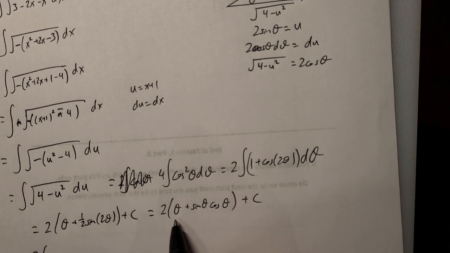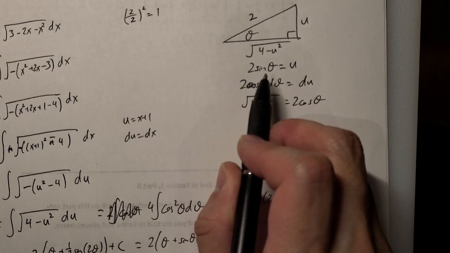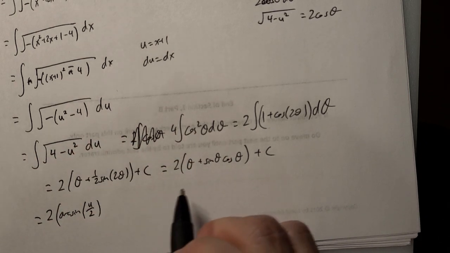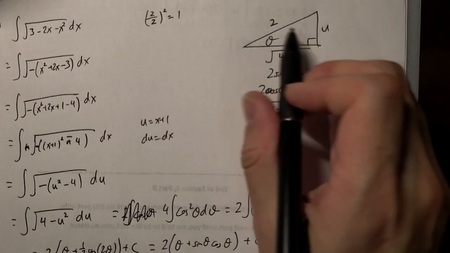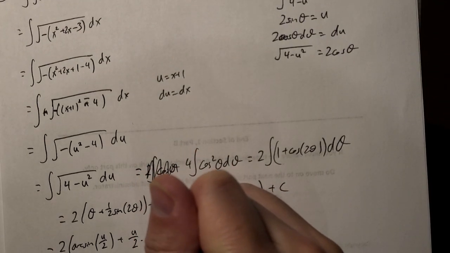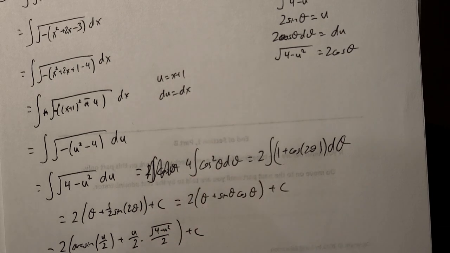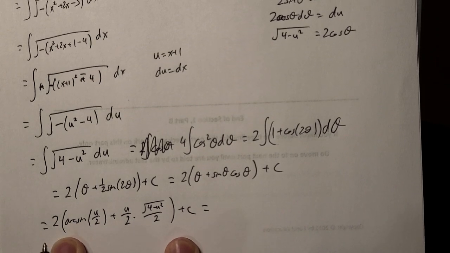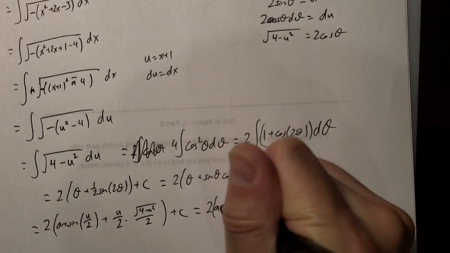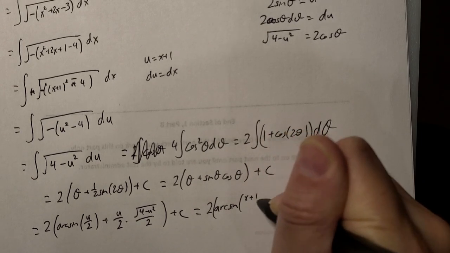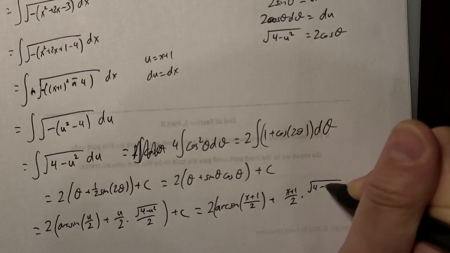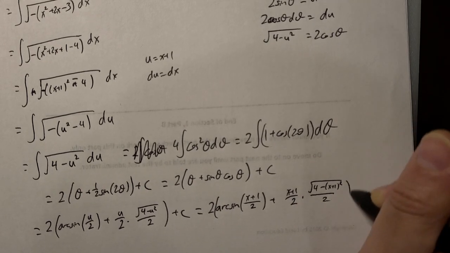Okay, so 2 times, what is theta? We can say theta is arc sine of u over 2. All right, sine theta is u over 2. Cosine theta is square root of 4 minus u squared over 2. Okay, we're not done yet. Hopefully my writing didn't get cut off on camera. This is back substituting theta. And then we had to back substitute u. So 2 times arc sine of x plus 1 over 2 plus x plus 1 over 2 times square root of 4 minus x plus 1 squared over 2 plus c.